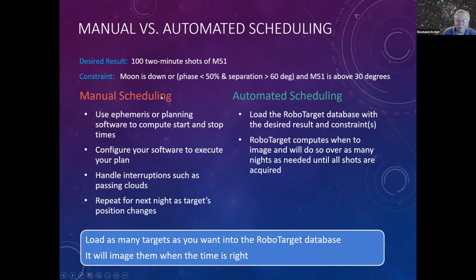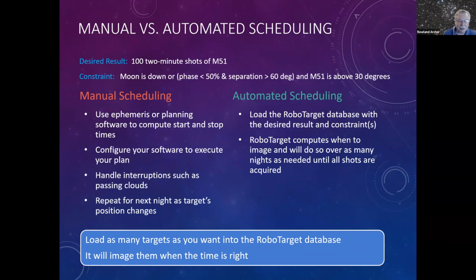So to do that, you might have to sit down with your ephemeris or your planning software and say, well, I want to shoot M51 tonight and I want to get 100 2-minute shots of it. When is it well positioned from my location to take a shot? How close is it to the moon? Should I even bother tonight, or the moon is already, it's almost full these days. It might not be a good night to shoot it at all.